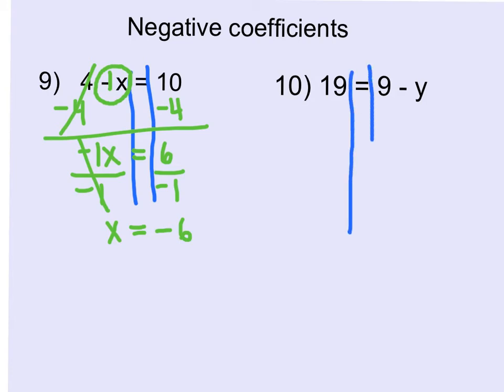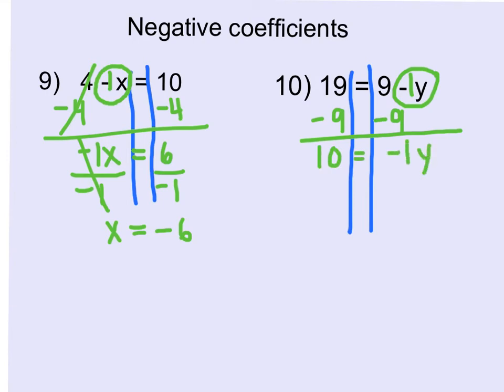All right, let's see how you did. So we should have circled negative 1y. We do need to get rid of the 9 first, so we're going to do minus 9 on both sides of the equation. So we get 10 equals negative 1y, and then divide by negative 1. So negative 10 is equal to y.